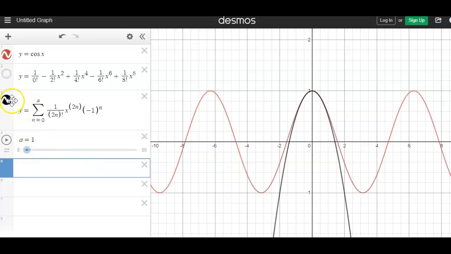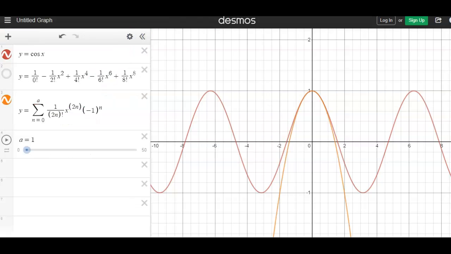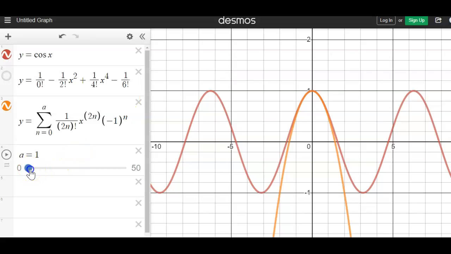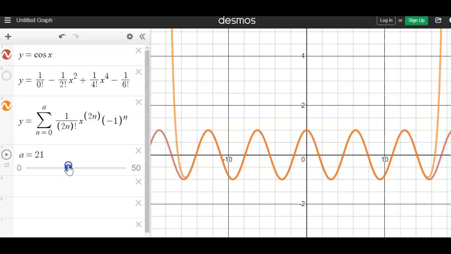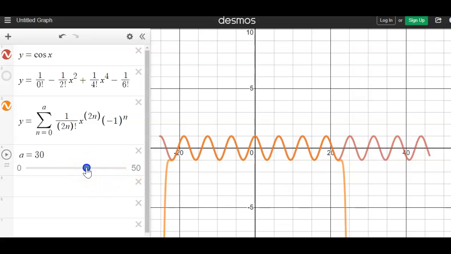Let me turn that one off. Let me make that one not black. Hopefully you can see it well. I'll make it orange, so hopefully everything will be clear. Are you ready? So as we go from 0 to 1 to 2 to 3 to 4 to 5 to 6 all the way up to 50, watch what happens. Look at that. Now eventually that polynomial takes off in both directions on the ends, but the more terms you have, the more the polynomial mimics that cosine curve.